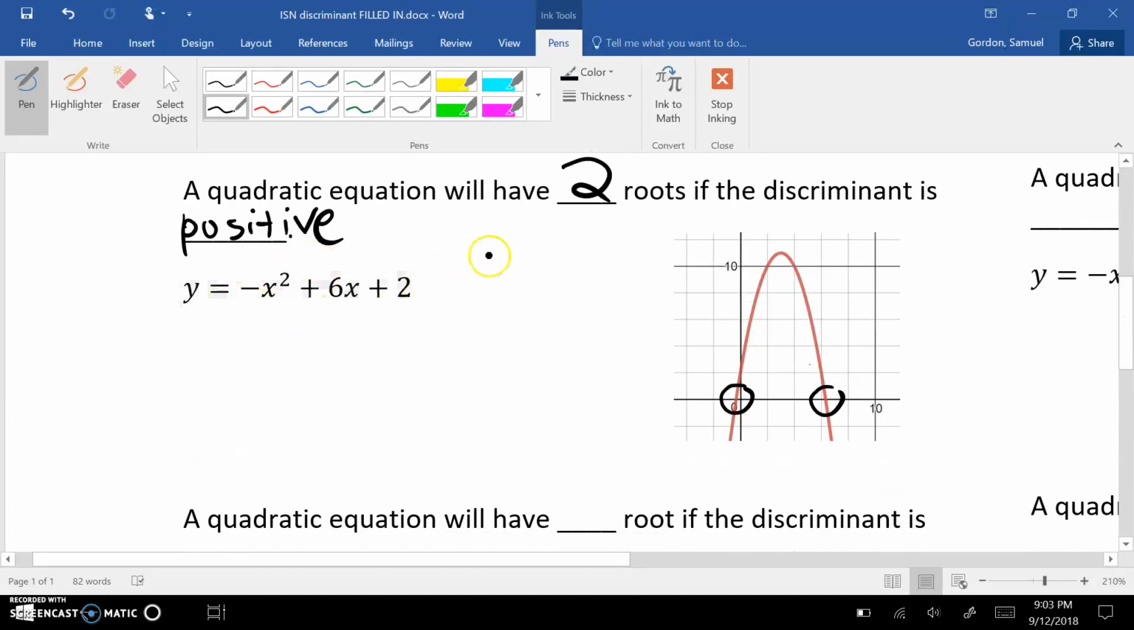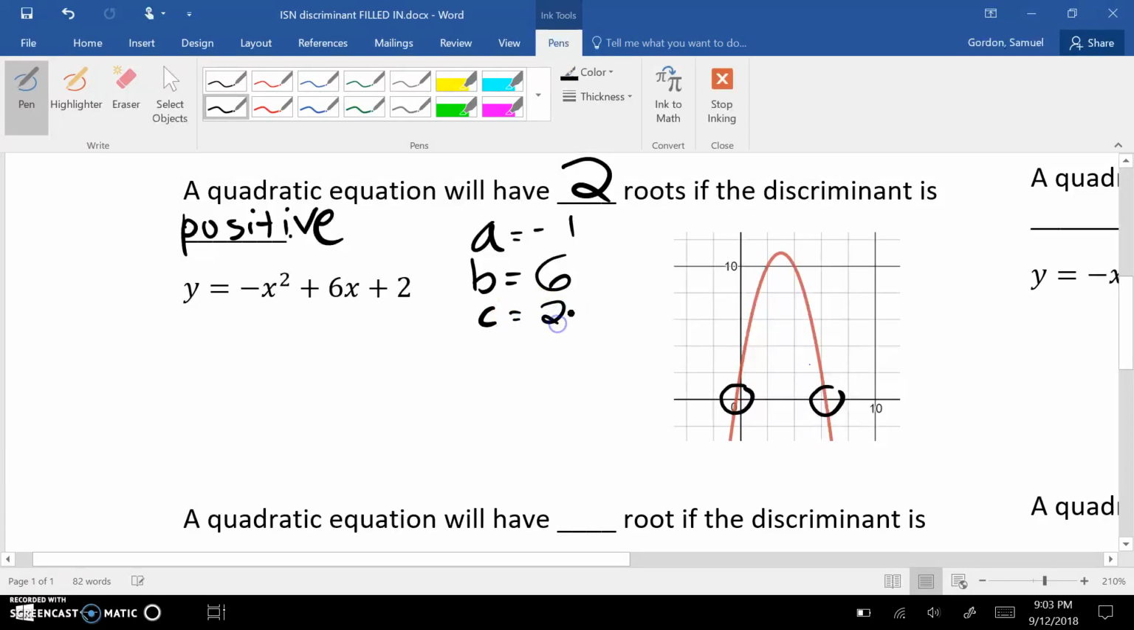Look at this equation right here. First, we got to figure out what's A, what's B, what's C. A is the coefficient of x squared. Since there's nothing written there, it's -1. That's our coefficient of x squared. Coefficient of x is 6. And then C is your constant term at the end.